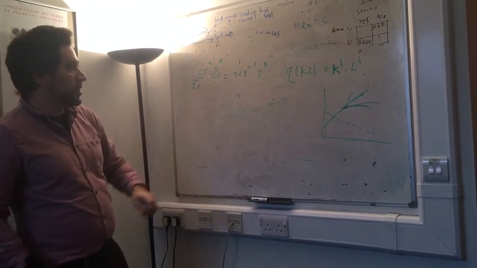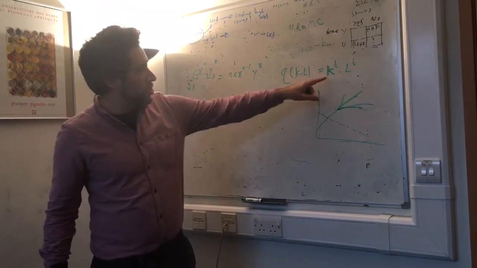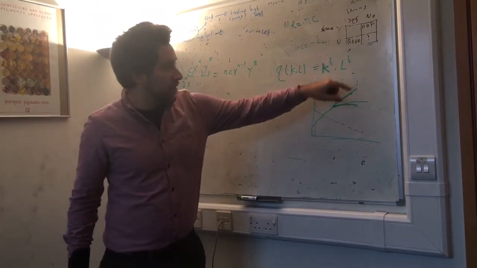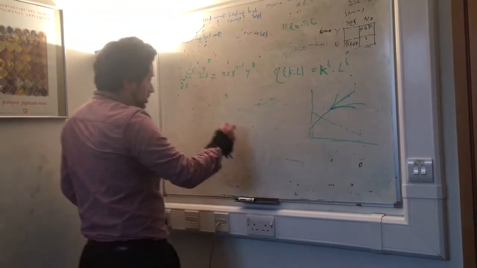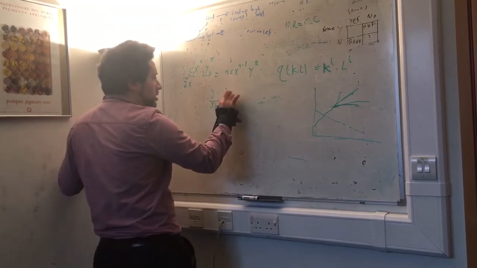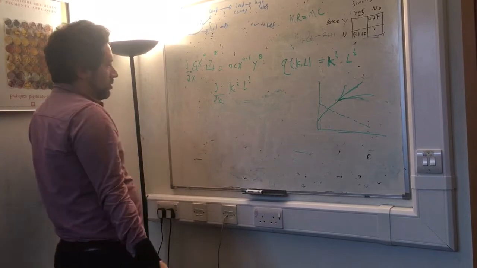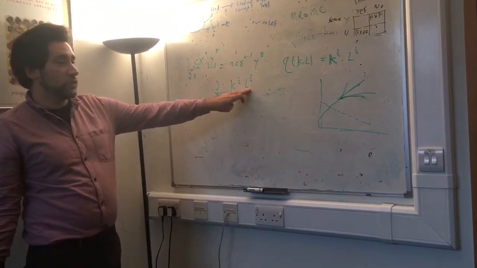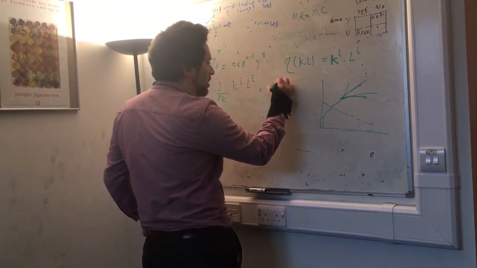Okay, so now I can go ahead and apply it to this function here. I want to know what is the slope of this function, K to the 1/2 L to the 1/2, with respect to K. So the derivative with respect to K of K to the 1/2 L to the 1/2. Well, I know L to the 1/2 is just a constant here, so I can take that outside and say L to the 1/2.